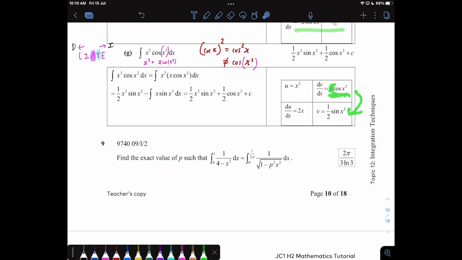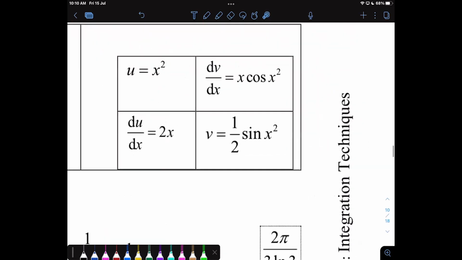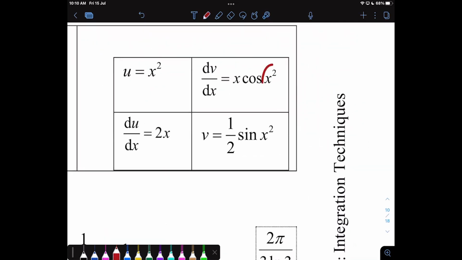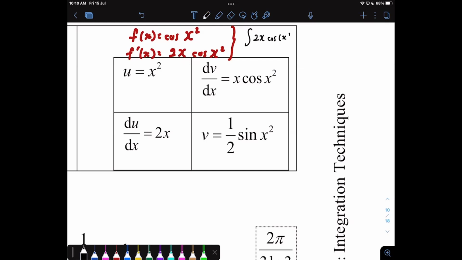Because it can be integrated. Chain rule. Do you realize that if you try to differentiate x squared, you get 2x? For example, if you let f(x) equals cosine x squared, f prime x is actually just 2x times cos x squared. So what does that mean? It means that if you try to integrate 2x cos x squared dx, isn't that just working backwards?